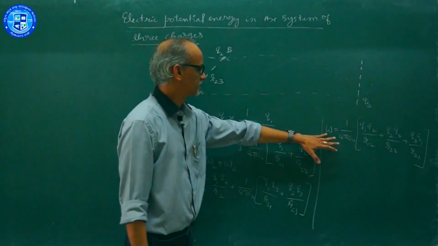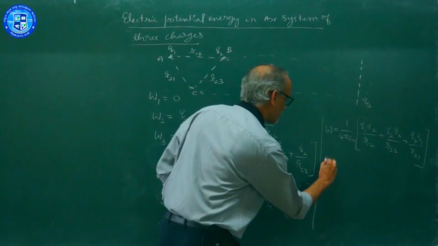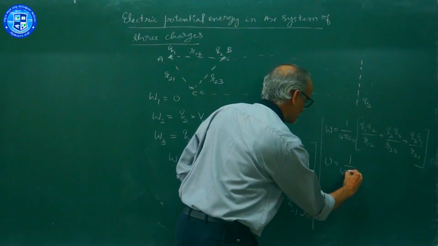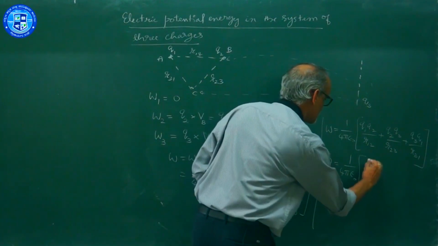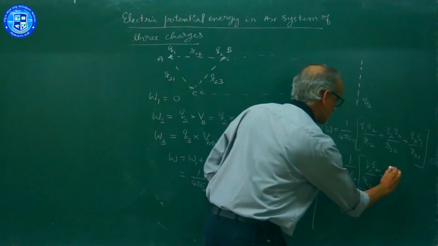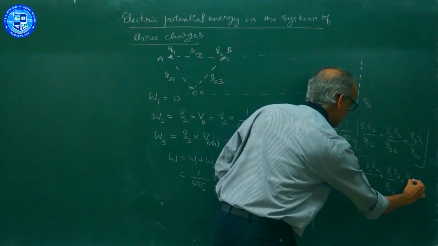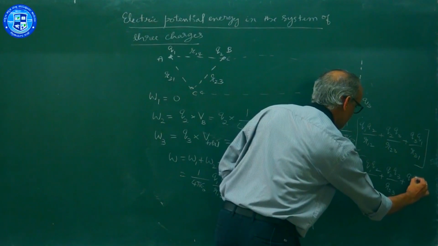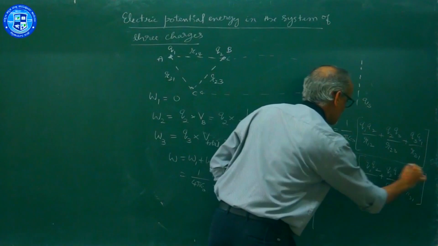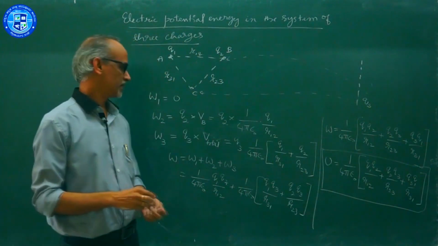And this work done, total work done in moving all the three charges, is stored as electric potential energy in the system. So the final expression is U is equal to 1 by 4 pi epsilon naught into Q1 Q2 by R12 plus Q2 Q3 by R23 plus Q3 Q1 by R31. So this is the expression for electric potential energy stored in the system of 3 charges.